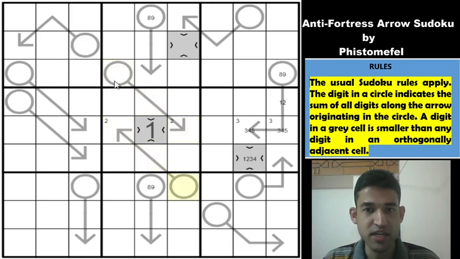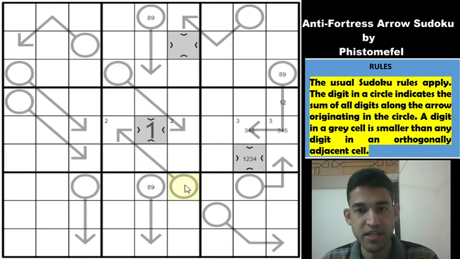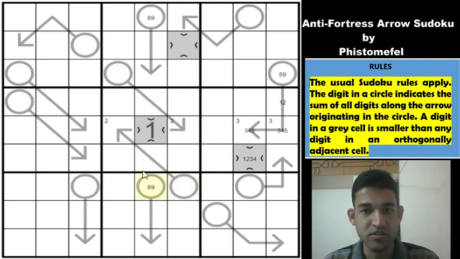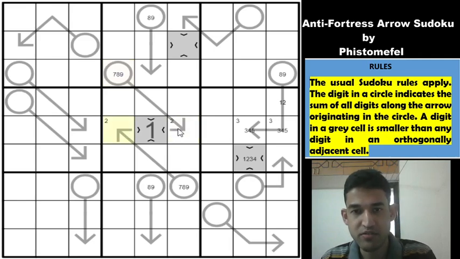So which means these two circles will have a minimum total of 16 and maximum of 17, because 18 is not possible due to the 8, 9 pair here. So this would be 7, 8, 9, and this would be a 7, 8, 9. Okay. So which means that this is 6 or 7. So correspondingly this would take either 2 and 4, or it would be 2 and 5.